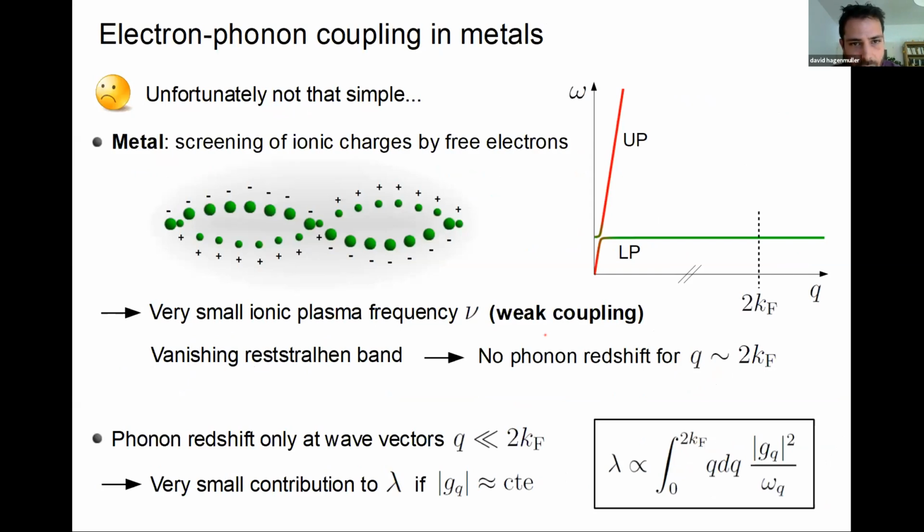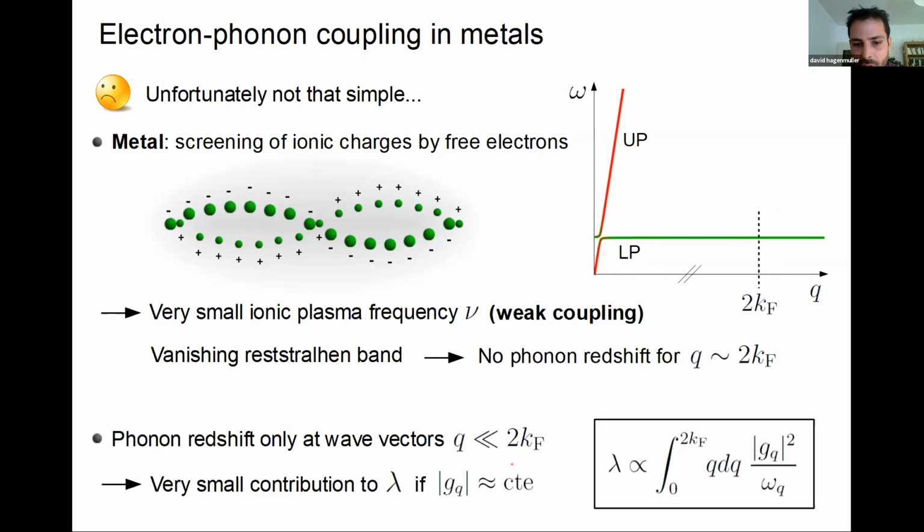And the main reason is that superconductors are metallic materials and not ionic crystals. And then the ionic charges are efficiently screened by the free electrons. So this means that phonons in a superconductor are only weakly coupled to light, or in other words, the Reststrahlen band in the superconductor is vanishingly small. So this means that there is no phonon redshift, at least at large wave vectors comparable to the Fermi wave vector. And the only region in k-space where one can have a sizable phonon redshift is at optical wave vectors, so close to the light cone.